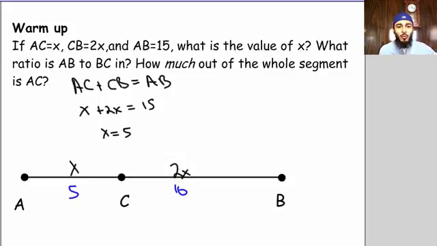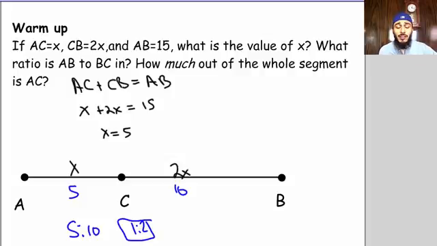The second question says, what ratio is AB to BC in? Well, they are in a 5 to 10 ratio. Reduced, that is a 1 to 2 ratio. So the answer to the second question is a 1 to 2 ratio.